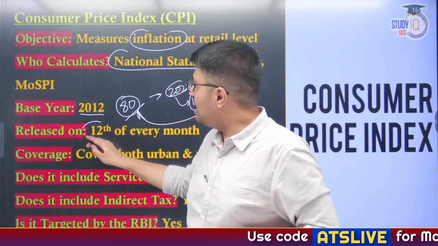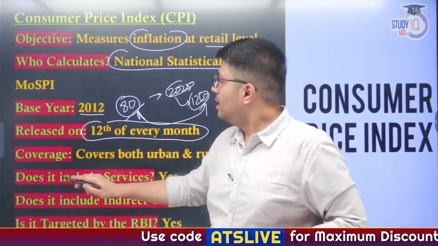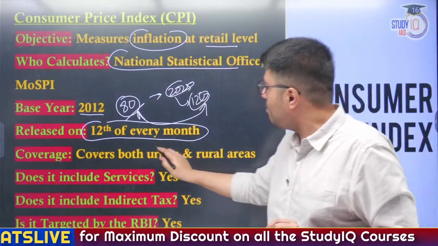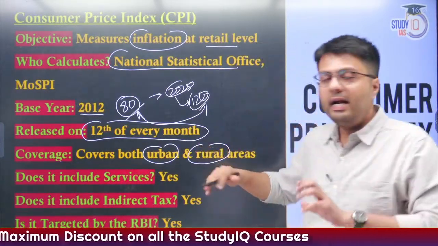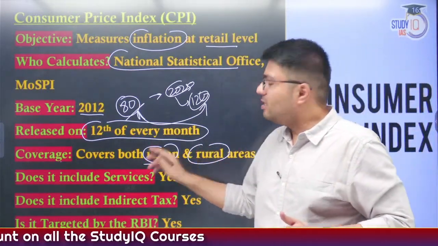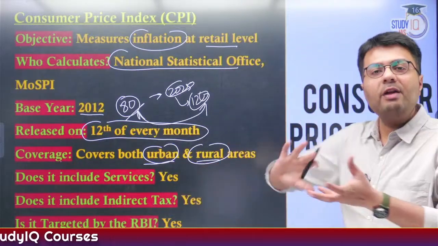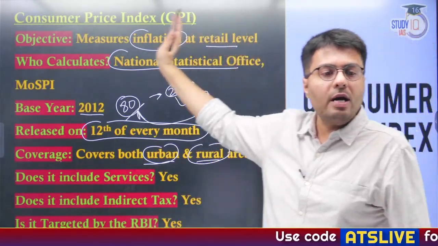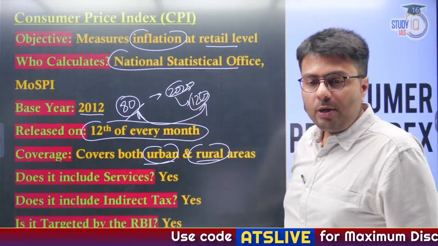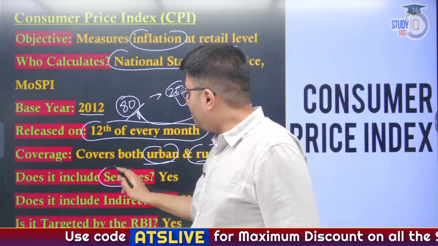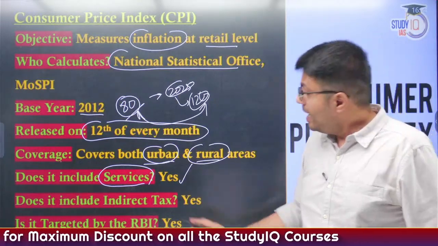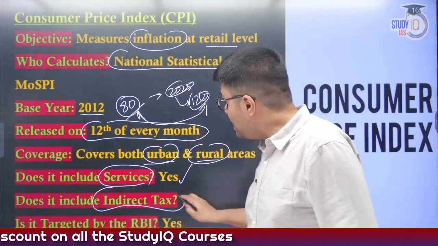Now this figure is released on the 12th of every month. As for coverage, or what it includes, it covers inflation levels in both urban and rural areas. It has separate indices for CPI urban and CPI rural, and when we combine them both, we arrive at the CPI combined level, which is usually called CPI. It also estimates the level of inflation in services. So yes, it covers services. It also includes indirect taxes.